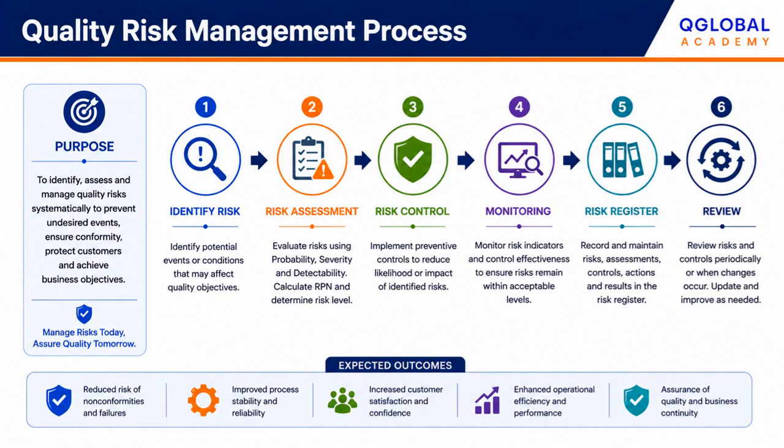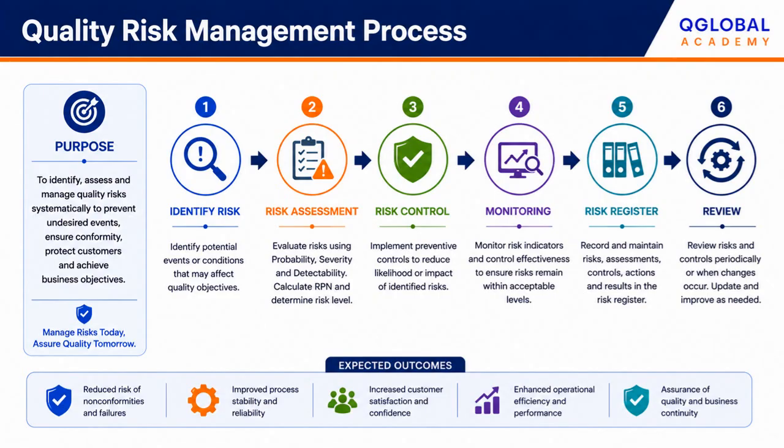The second step is risk assessment. Each identified risk is evaluated using probability, severity, and detectability. These values are used to calculate the risk priority number, or RPN. The third step is risk control. Appropriate preventative actions are implemented to reduce either the likelihood or the impact of the risk. The fourth step is monitoring. Risk indicators and control effectiveness are continuously monitored to ensure risks remain acceptable.